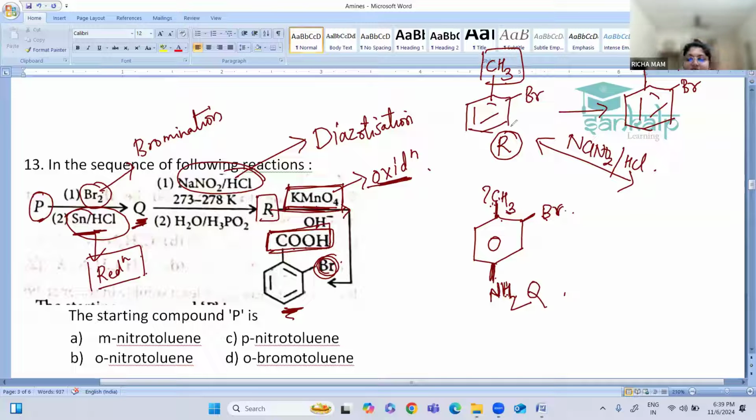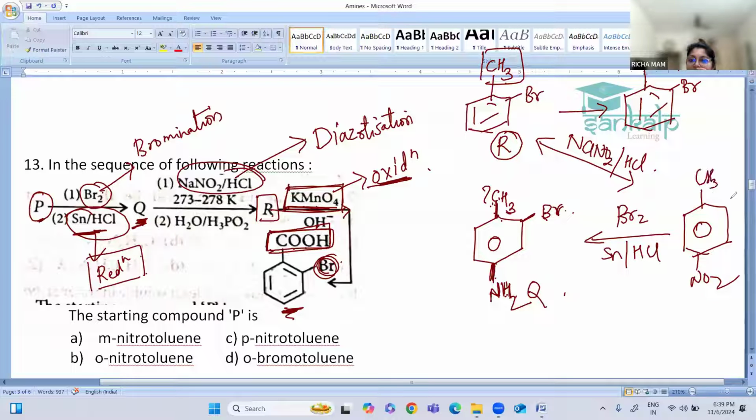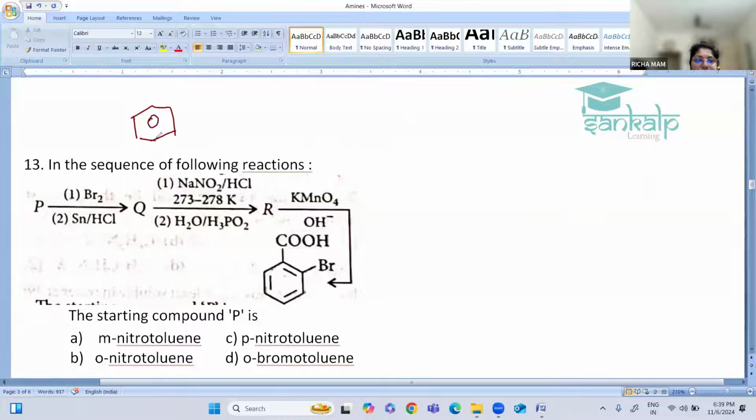So CH3 we got. This is our Q. Before that, we have treated it with bromine and in the presence of tin HCl. So our compound will have a nitro group here. We are having a nitro substituted, para nitro toluene. If we take para nitro toluene, this is our nitro group, and here we have para toluene.